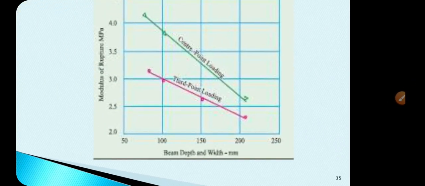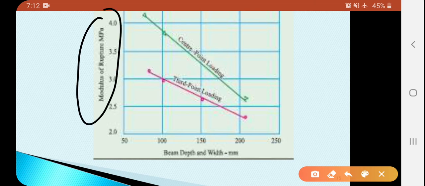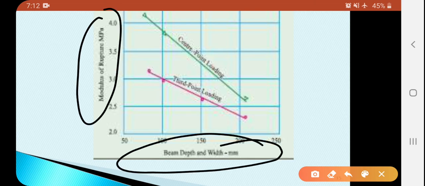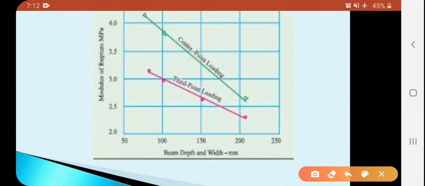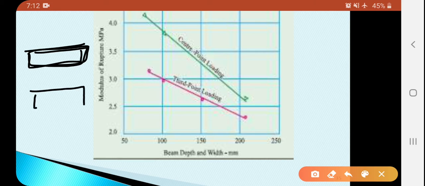Here is the graph which shows modulus of rupture in megapascals against beam depth. You can see that as the beam depth increases, the modulus of rupture value decreases. Let me give one example. Take a plastic scale or any wooden scale, and take one more material whose length and breadth are the same as the scale but the thickness varies.